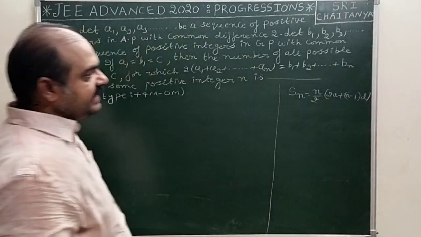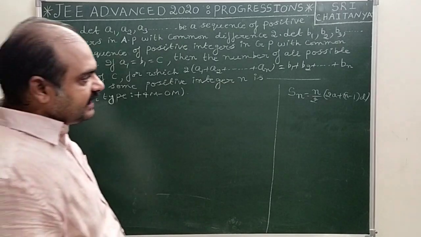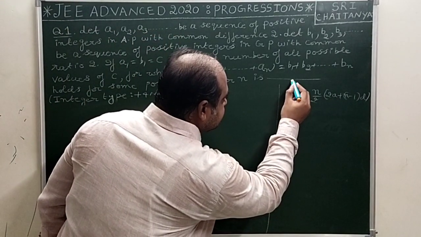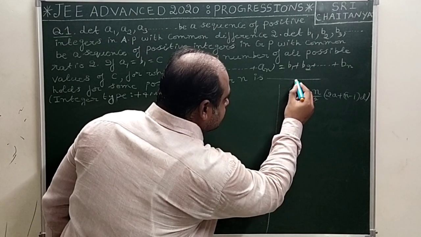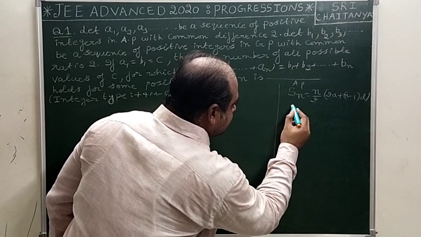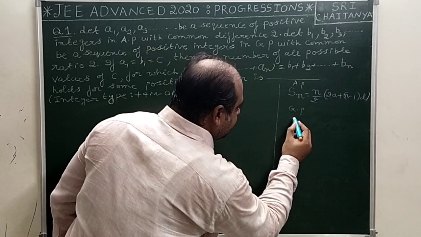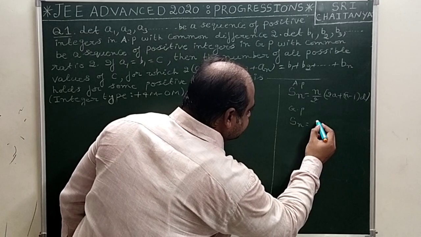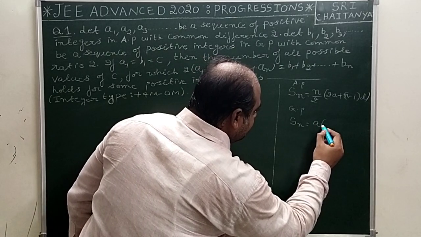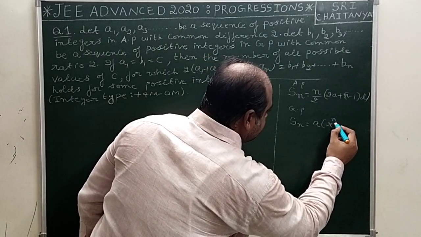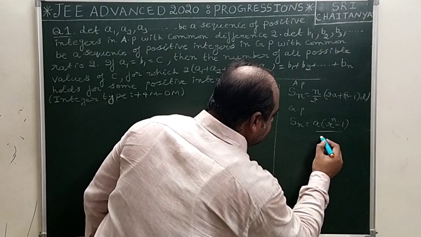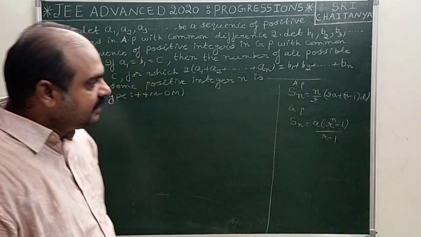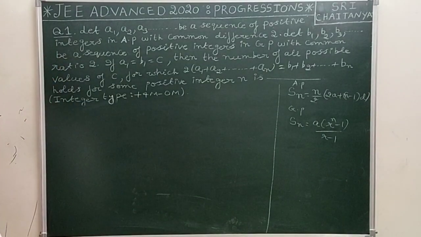Here n is the number of terms, a is the first term and d is the common difference. So this is for the AP. And for the GP, what is the formula for the sum of first n terms? It is a into (r power n minus 1) divided by (r minus 1), where a is the first term of the GP and r is the common ratio of the GP.